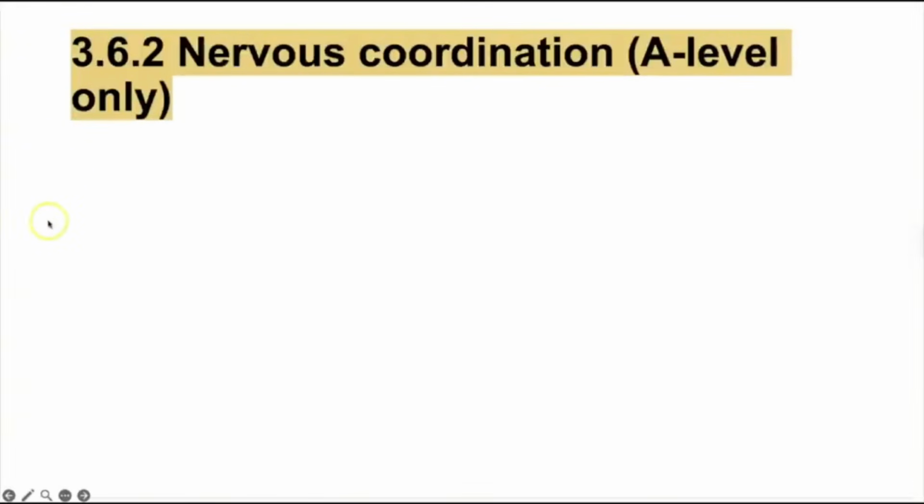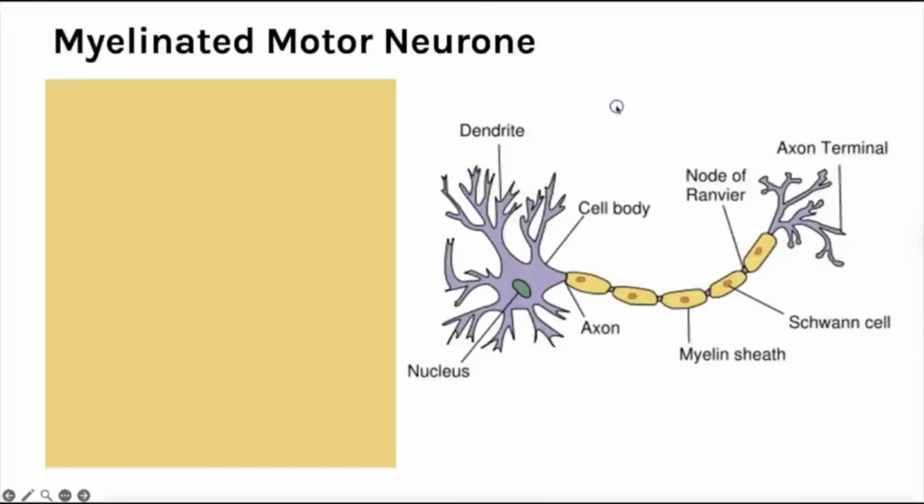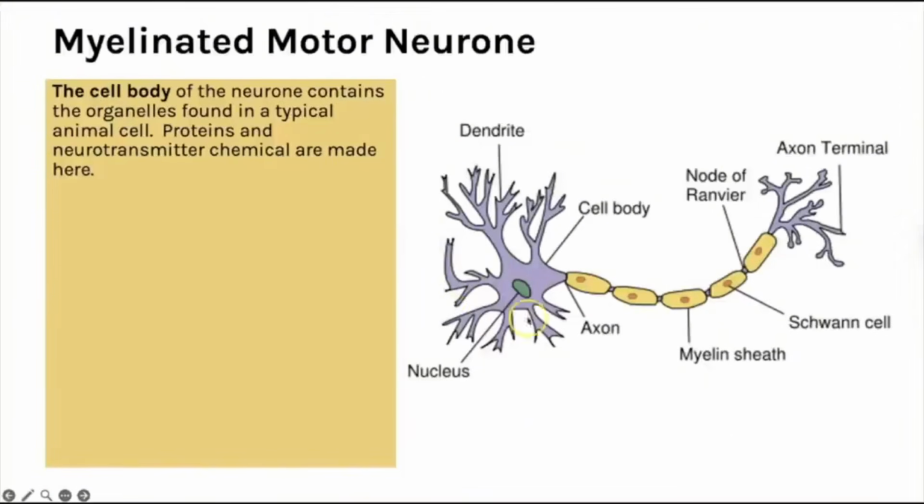Next is 3.6.2, nervous coordination. And here we have a motor neuron, which is actually the only neuron that you need to know the structure of. So we've got the cell body of the neuron, and that contains organelles that you'd find in typical animal cells. So the ribosome, nucleus, mitochondria, for example.